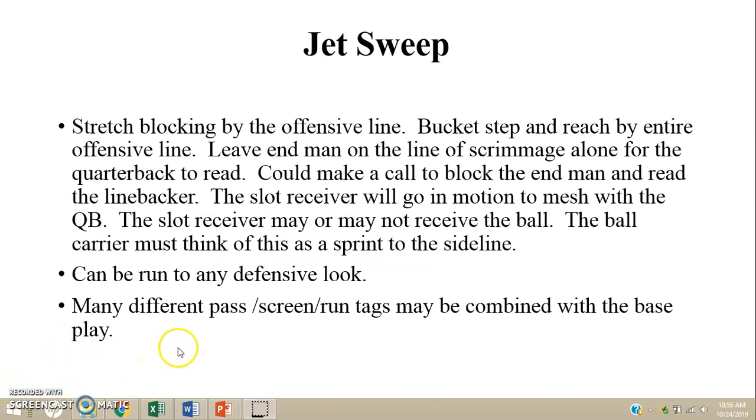All right, some basic ideas regarding the jet sweep. Once again, it is blocked by the offensive linemen as though it's a stretch zone type of play. There are multiple ways you can block this. You can leave the end man on the line of scrimmage unblocked. You can block him and read the next level.